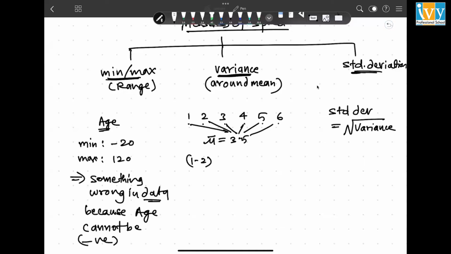So 1 minus 3.5, sorry, my bad, 1 minus 3.5, 2 minus 3.5, and so on and so forth, 5 minus 3.5, 6 minus 3.5. So the fun part is if you calculate all of this, it turns out to be zero because you are subtracting the same amount as you are adding. So this turns out to be zero. Okay. So what we do to compute the variance, we square it.